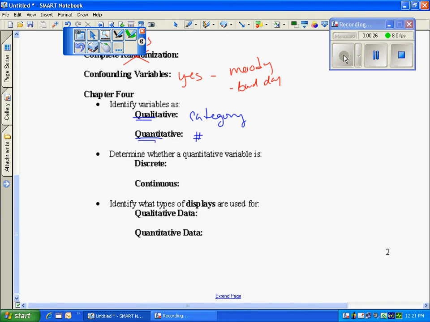In qualitative data, they could be numbers such as your phone number, but when we take an average or try to do anything with this number, it has no meaning.